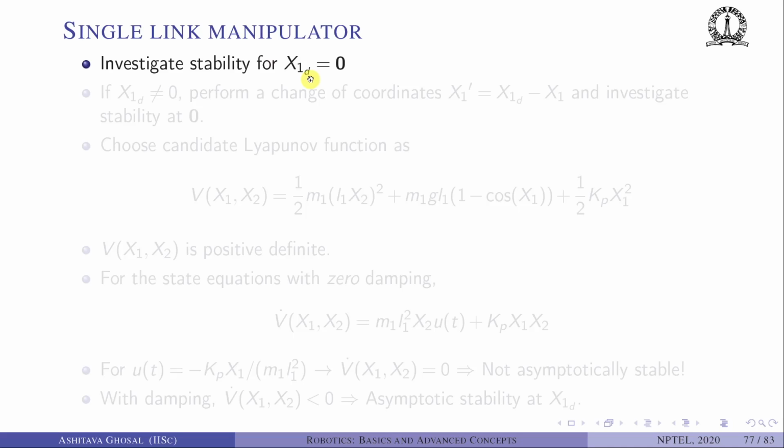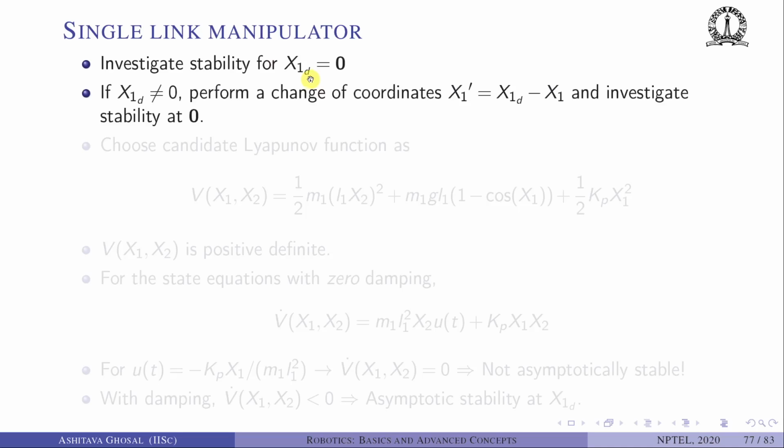No. If x1 desired or theta was some other angle, 45 degrees, we can do a change of coordinates. Okay, and then investigate the stability at that point. But for simplicity, we'll assume theta1 desired is 0. So it is lying vertically down. Okay. So as I said, if x1d is not equal to 0, we can perform a change of coordinates x1 prime equals x1d minus x1 and investigate again the stability at x1 prime equal to 0.